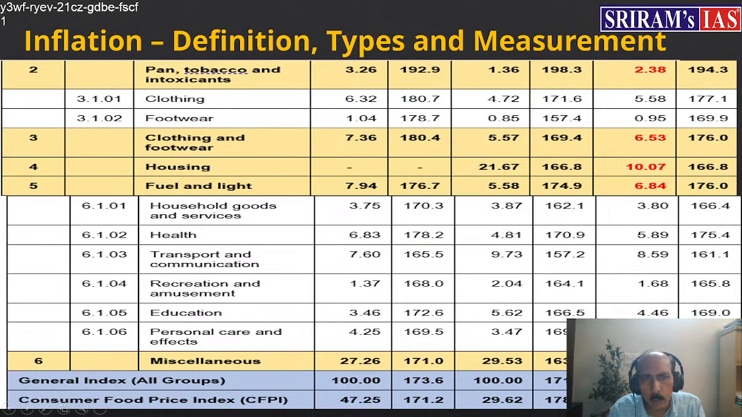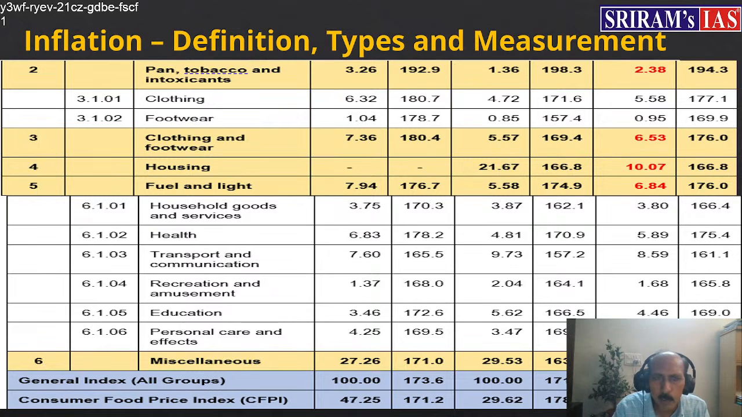Similarly, for clothing and footwear, we are giving the weight of 6.53. For intoxicants, a small weight is given, 2.38. Housing 10%, as I mentioned. Fuel and light 6.84%. You see miscellaneous.